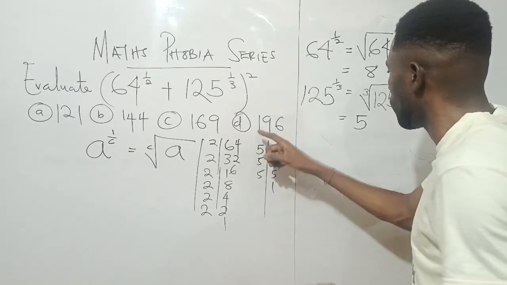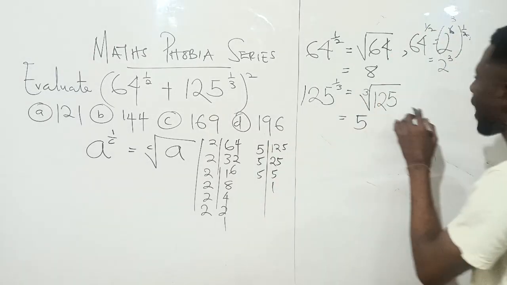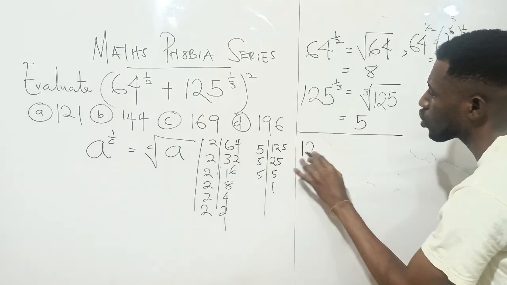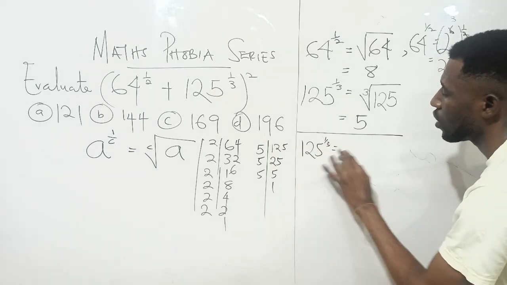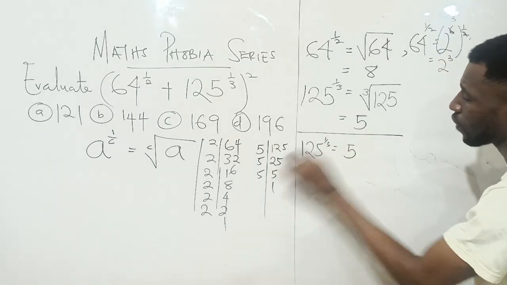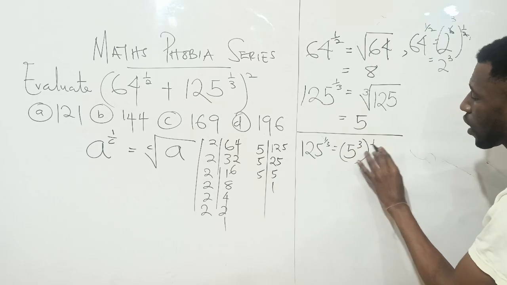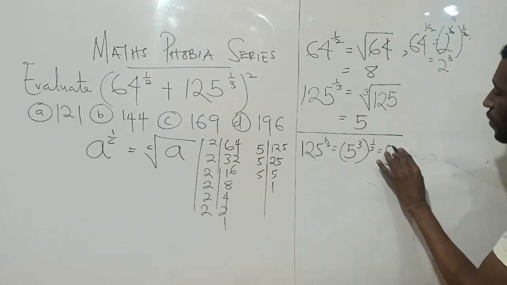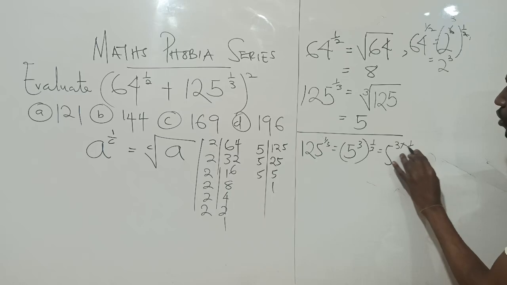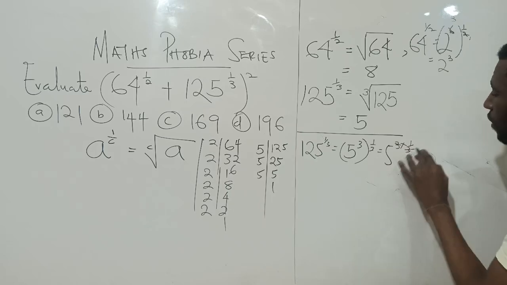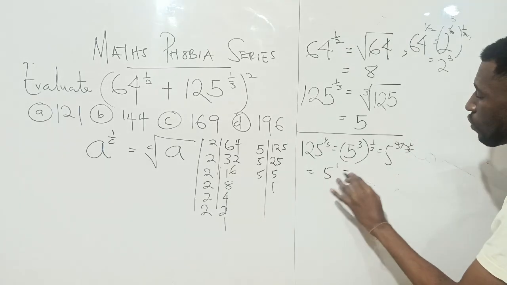So how many 5s do we have? 5 raised to the power of 3. So you can have 125 to the 1 over 3 equals 5 raised to the power of 3 into 1 over 3. That means 5 raised to the power of 3 times 1 over 3. 3 over 3, what do we have? 1. 5 raised to the power of 1 is 5.